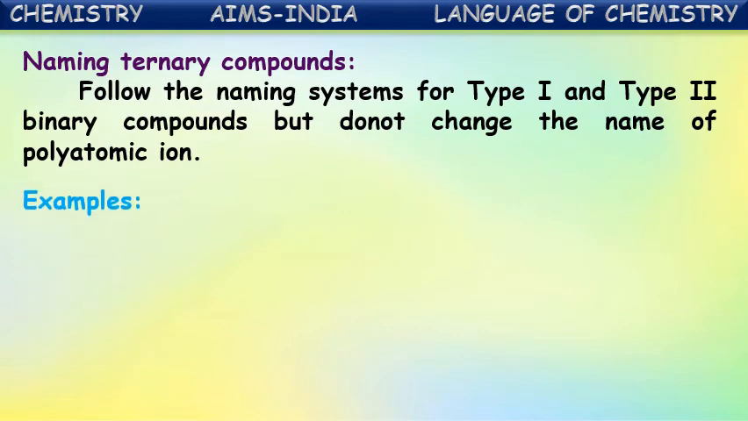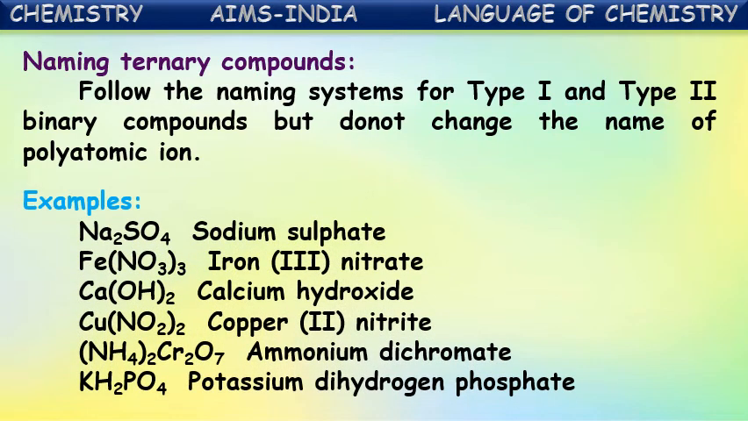Follow the naming system for type 1 and type 2 binary compounds, but do not change the name of the polyatomic ion. The rules are the same as for type 1 and type 2, but we are not changing the polyatomic ion's name. See, Na2SO4. Na means sodium. Sodium we have written. SO4 is sulfate. Here see, Fe(NO3)3, with NO3 taken thrice. These 3 crisscross and come to Fe. Then iron in closed brackets with Roman numeral 3, and NO3 means nitrate.